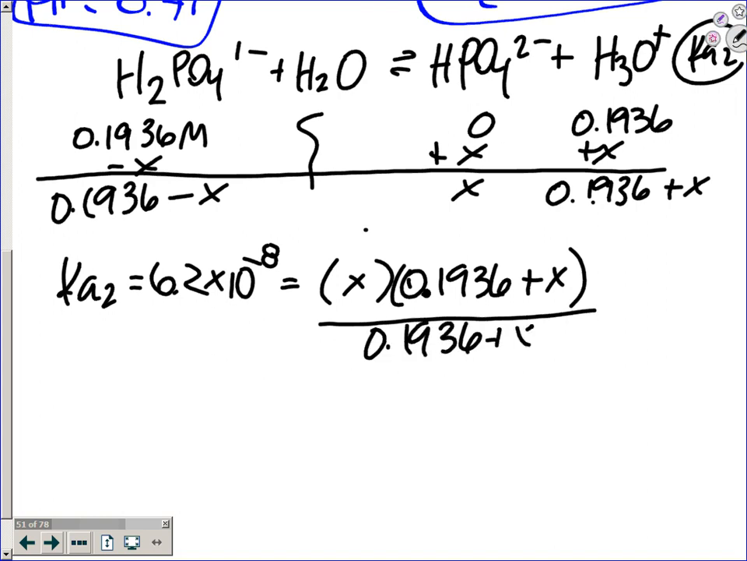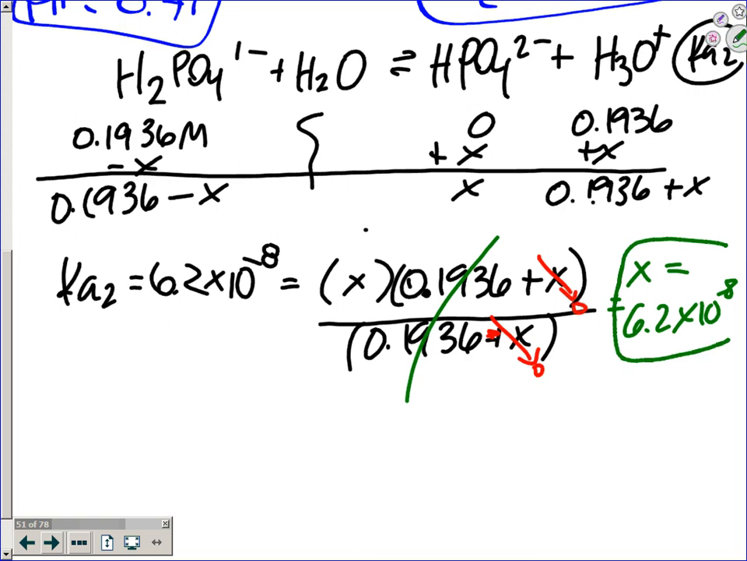and then we show the process of, okay, we want to neglect the, which X's do we neglect? Oh, sorry, that is minus. That's a minus, but go ahead. Which ones am I neglecting? The added and the subtracted ones, right? So that's 0, and that's assumed to be 0. So now we can really simplify, right? So we have X times 0.1936 over 1.1936, which we can now do what with those? Cancel those out. So X is equal to 6.2 times 10 to the negative 8, which was the Ka2 value.